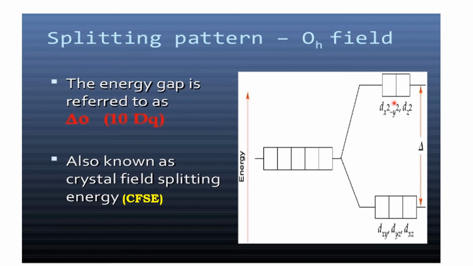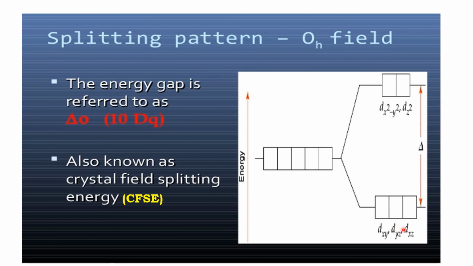See here, these are the 5d orbitals. They stayed together. So now the ligand came. Repulsion occurred. These three orbitals remained together, while these two orbitals remained together. And this energy gap, see, this is the energy.